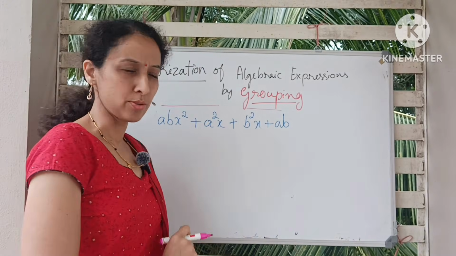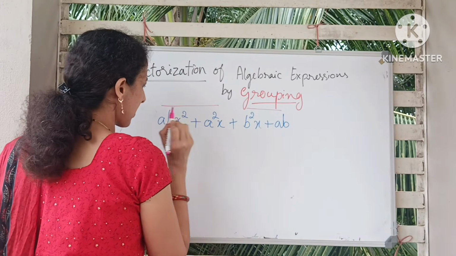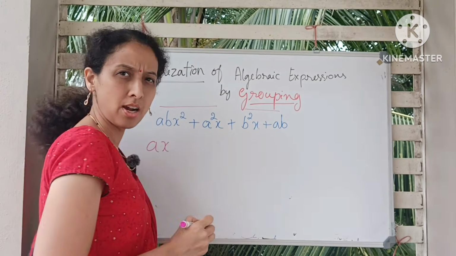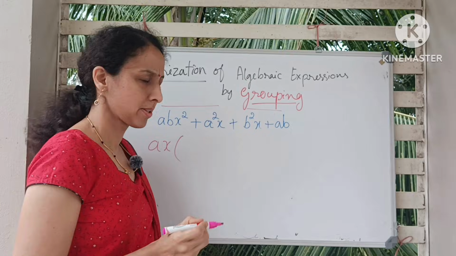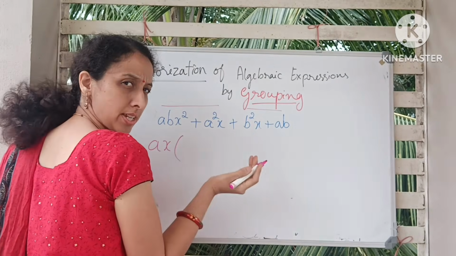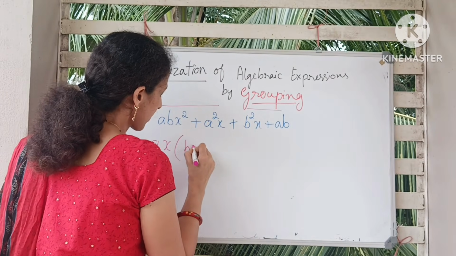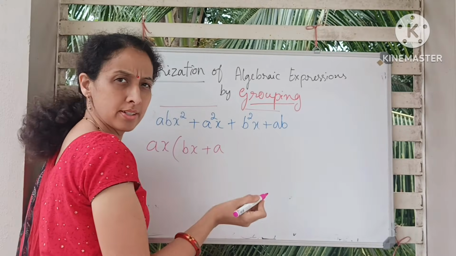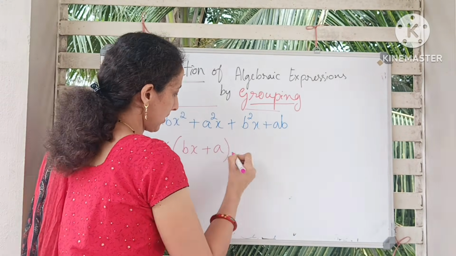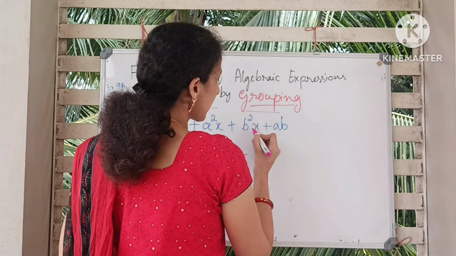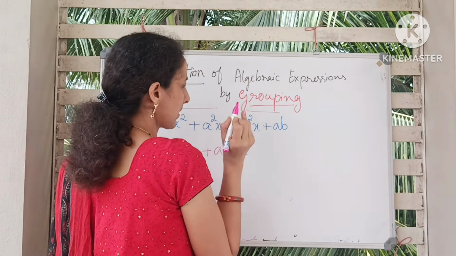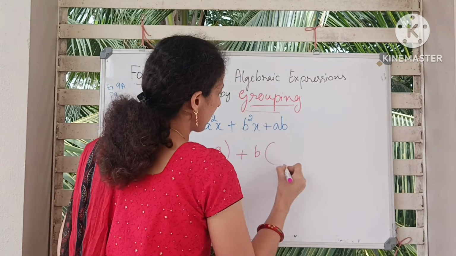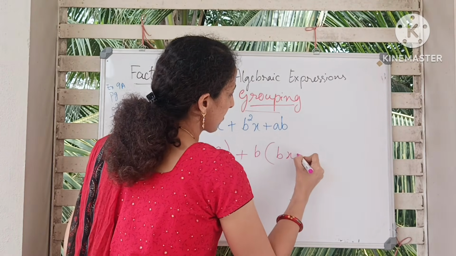The LCM of these 2 is a; here we have a common and x we have common. So let's take ax outside, open bracket, and ax is taken outside, so we have bx inside plus a, and x has been removed, so this much plus, here I can see b is common and nothing else is common. So let's take b outside. I have bx plus a.